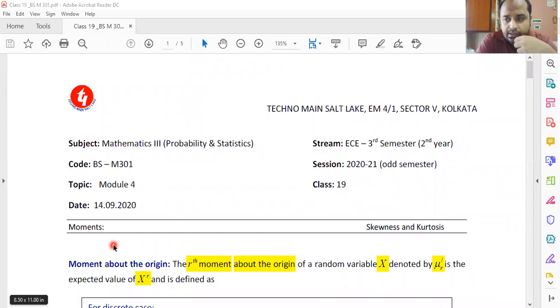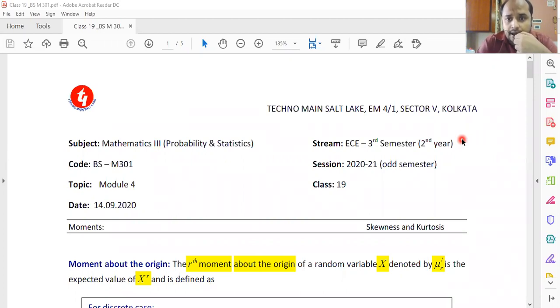Moment is such a useful tool in statistical analysis that the discussion of it has come to the forefront again and again. Moment is a kind of tool from which we can deduce other measures of central tendency, like mean, median, mode, or other measures of dispersion like standard deviation, mean deviation. Everything can be derived from moment.